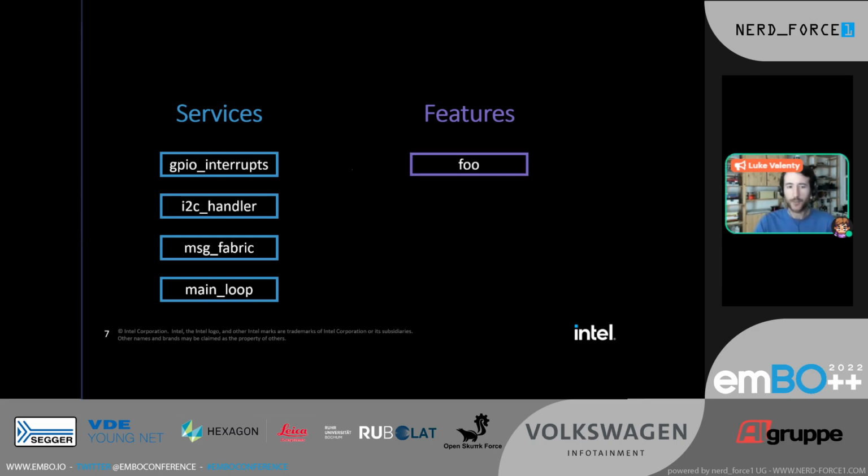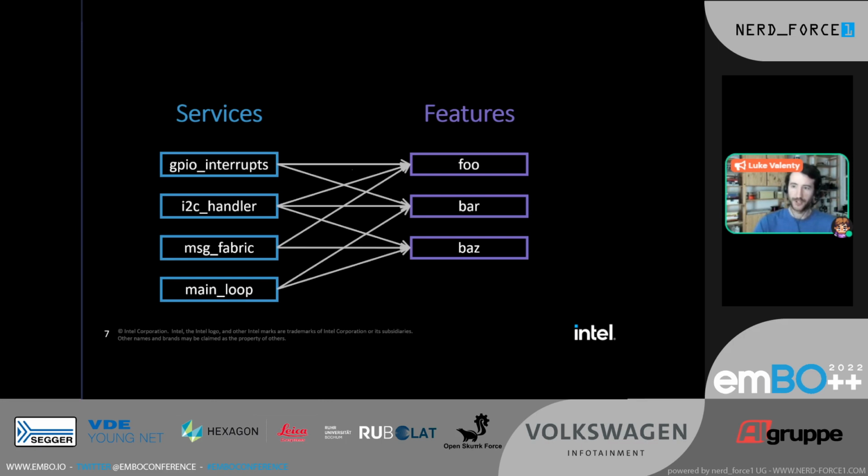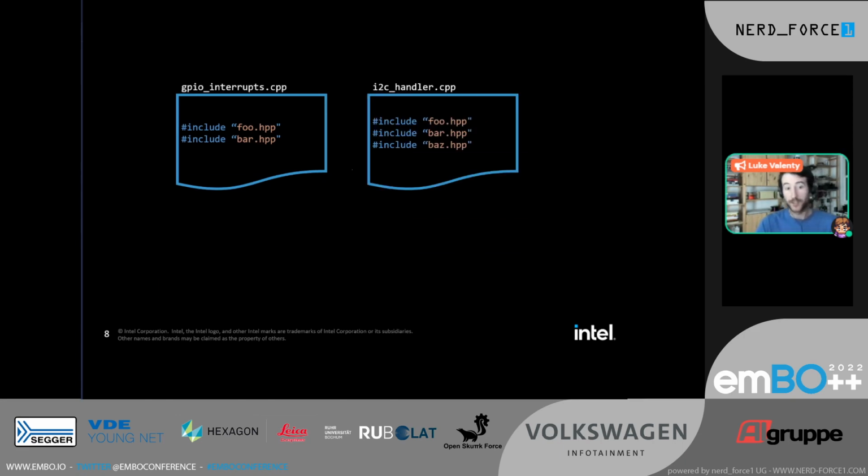And then on the other side, we have our features. And I am using very, very useful feature names because this depends on the domain. What are we working on exactly? And a naive implementation of this might have our services call directly into our features. And for a small project or simple Arduino project that lasts a few days, that's maybe just fine. And so our CPP files for our services are going to include the header files for the features.